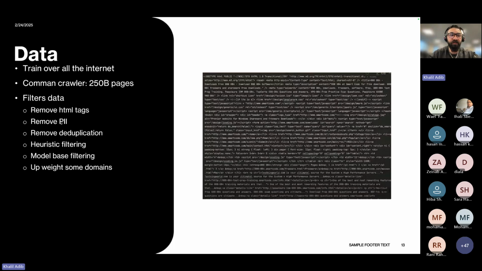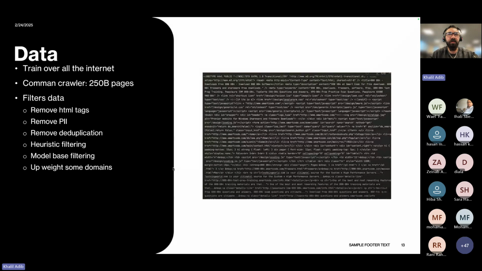There is also heuristic filtering, which means rule-based filtering. Again, website checking comes under heuristic filtering as well, where they just remove all of these websites that they don't want.